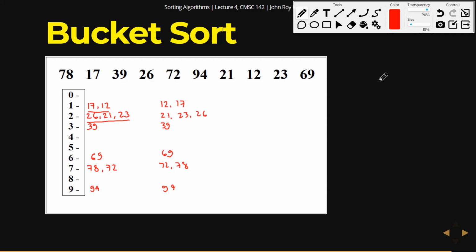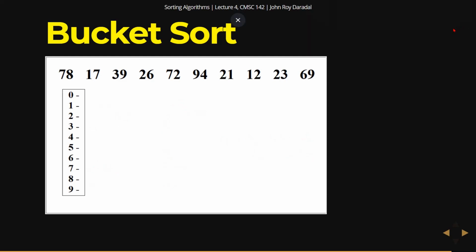all the way up to 9. So we'll have the final answer of 12, 17, 21, 23, 26, 39, 69, 72, 78, and 94. Just combine all the items starting from 0 all the way down to 9. Okay, so that is bucket sort. Distribute the items into buckets, sort each bucket separately, and then combine the answers.